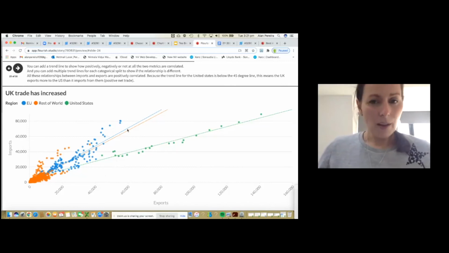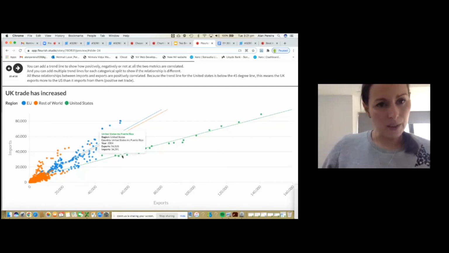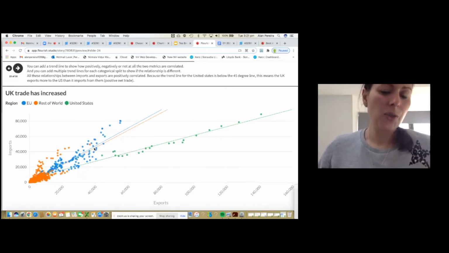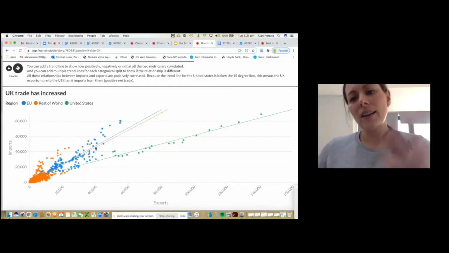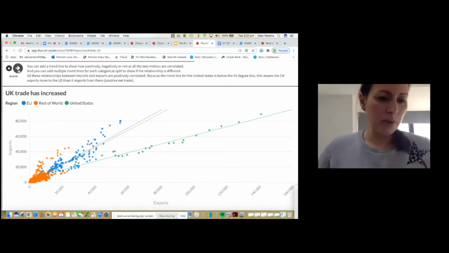Because it is below what we call the 45-degree line, which is where the number of imports will be equal to the number of exports, this means that we have positive net trade with the US. So we export more than we import to the US, which is different to the other two categories. So trend lines can be helpful for highlighting these kinds of differences in metrics and the different relationships between the metrics.